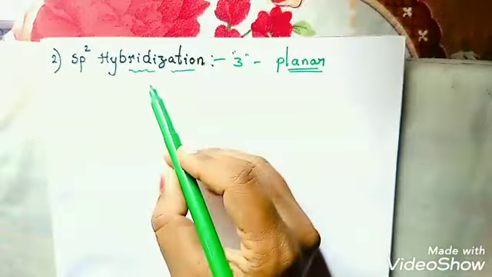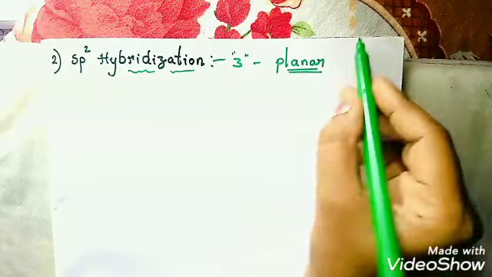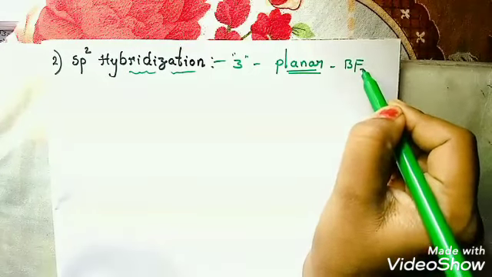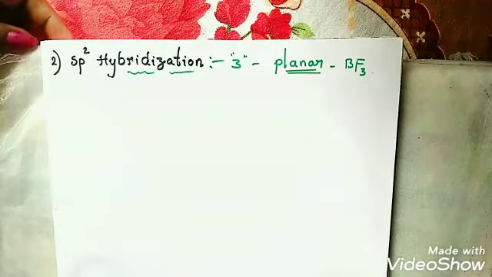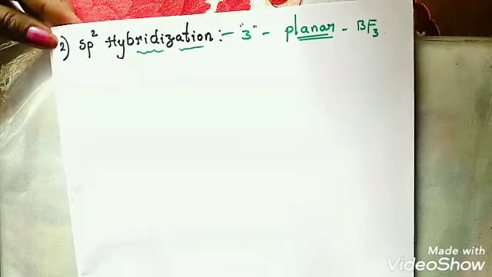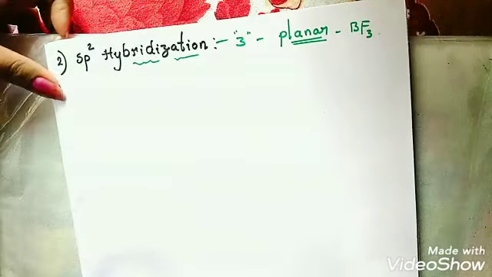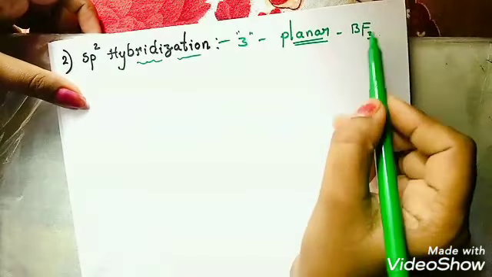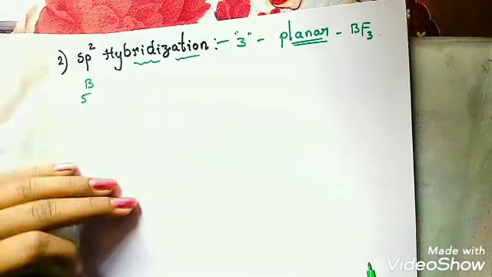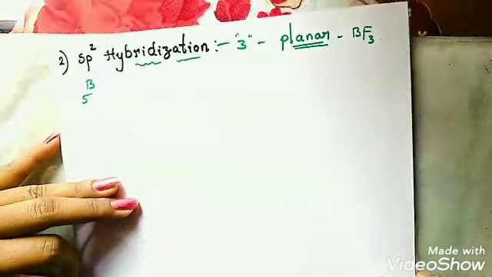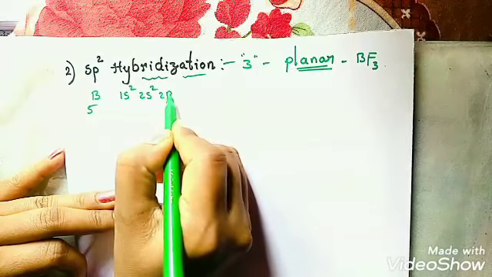So sp2 hybridization is also known as planar hybridization. For this, if you see the example, that is boron trifluoride, BF3. So let's get into the structure of BF3 with the help of its atomic number and its electronic configuration. Students, in BF3, the central atom is boron. So boron has atomic number 5. Then its electronic configuration is 1s2, 2s2, 2p1.